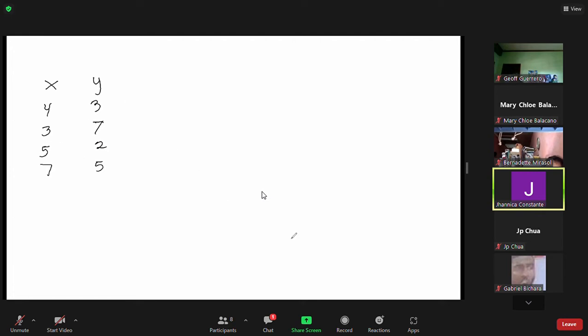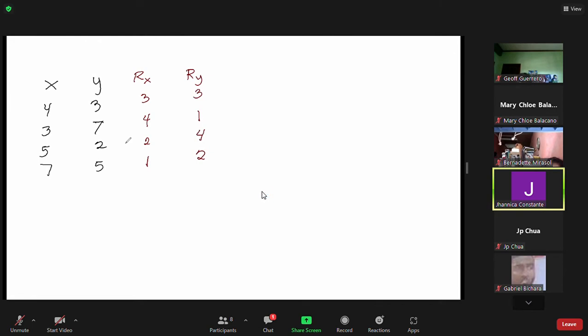So let's rank the set x. The highest is 7, so that is rank 1, followed by 5, then 4, and the last is 3. We have already ranked the variable x. In the same way, we rank the variable y. So 7 is first, 5 is second, third is 3, and the fourth one is 2.